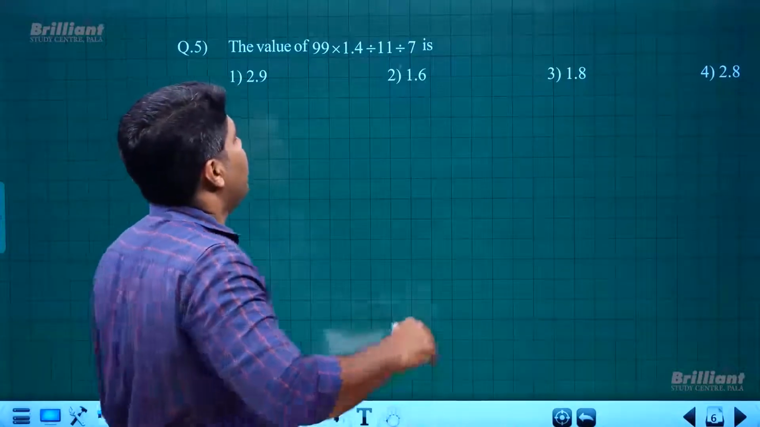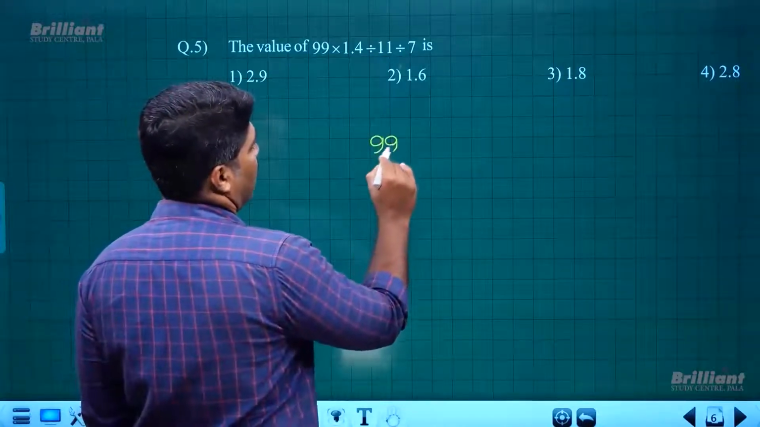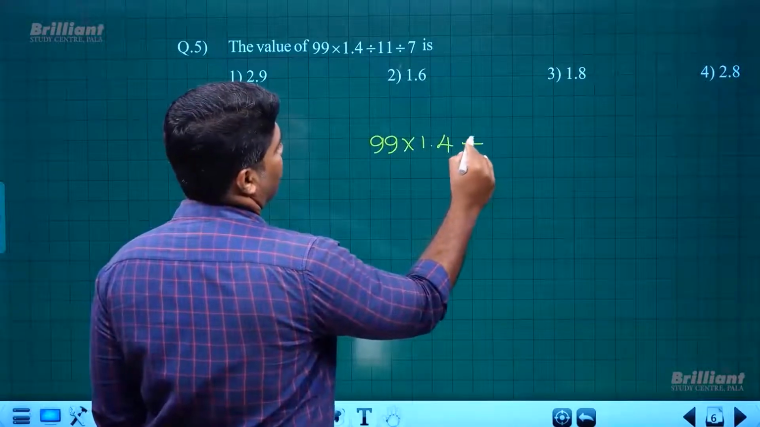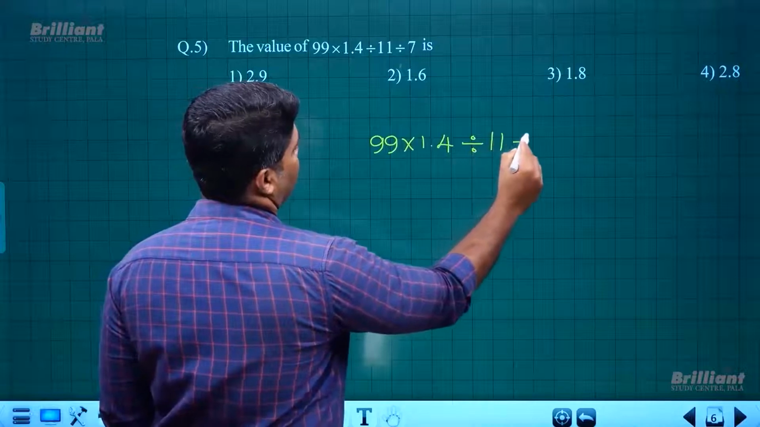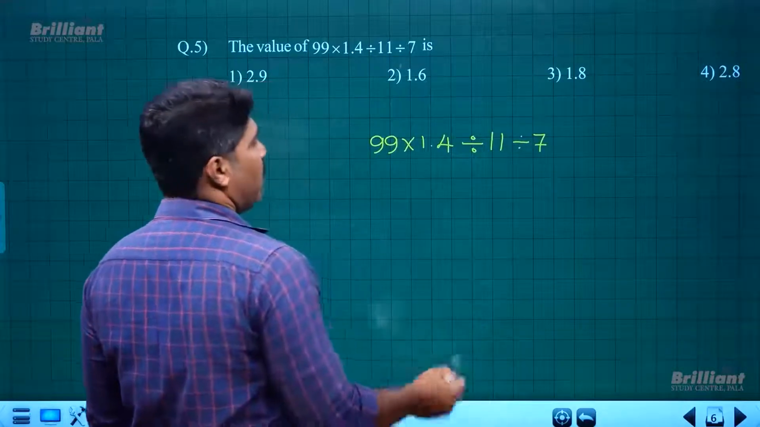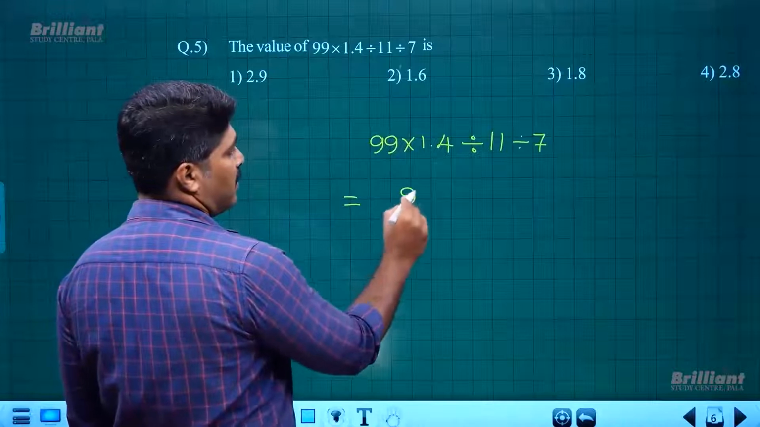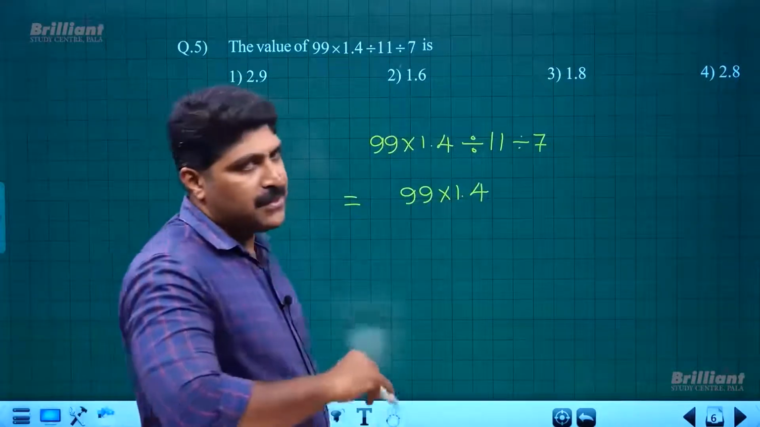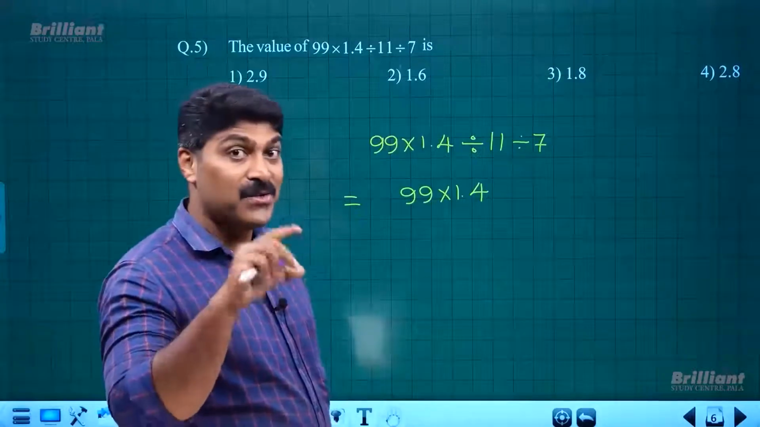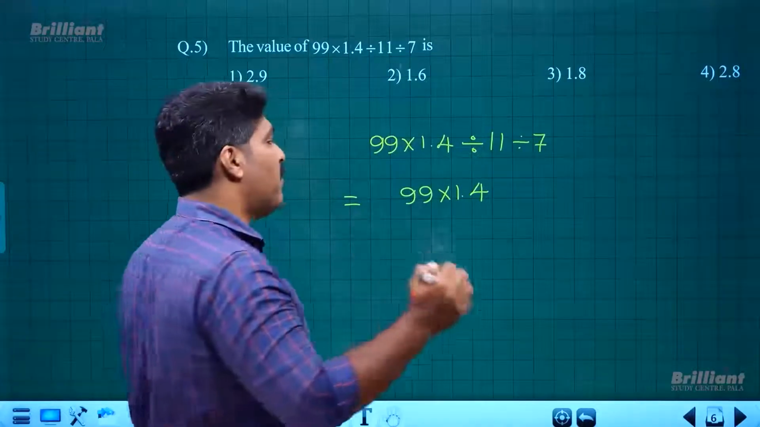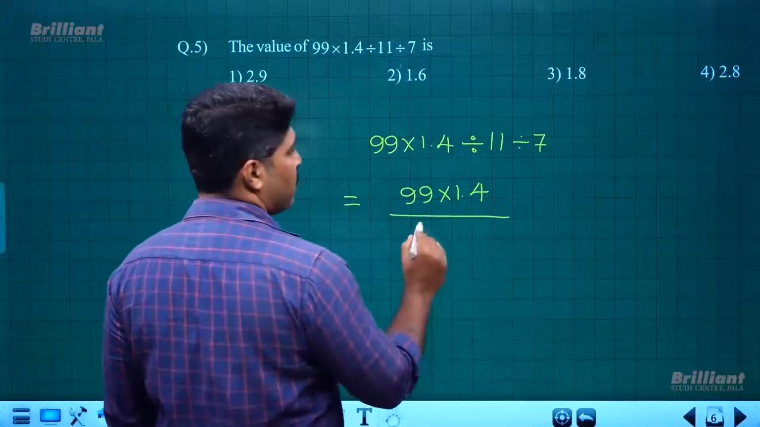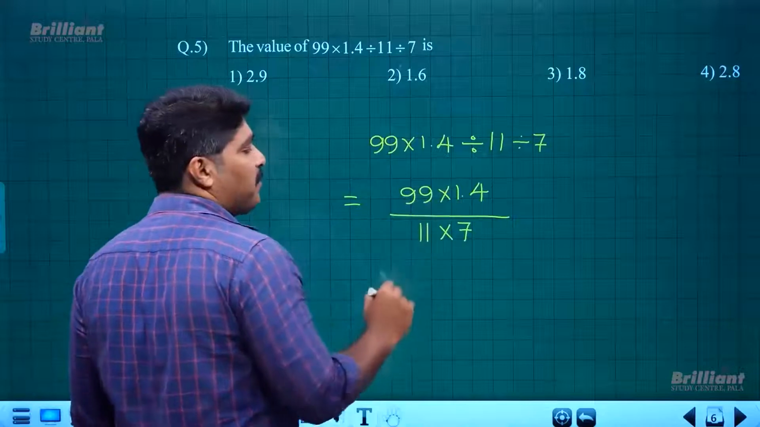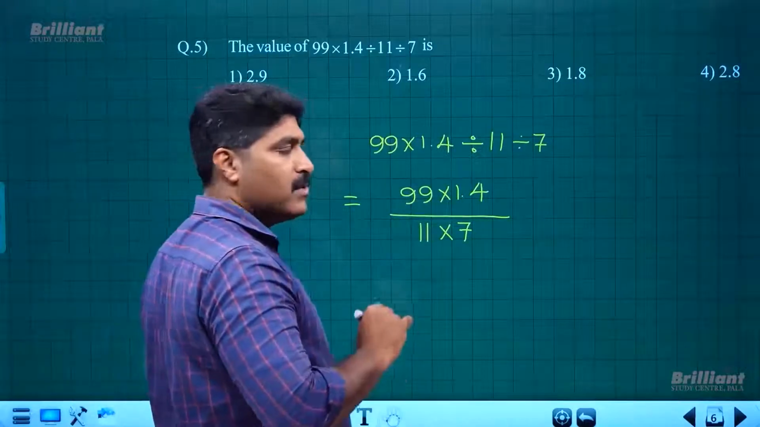Find the value of 99 into 1.4 divided by 11 divided by 7. So while we are considering the BODMAS principle here, this is 99 and 1.4, you can write it directly. While we are considering the multiplication and division operations together, all these division values you can write under this bar. Therefore, this is 99 into 1.4 divided by 11 into 7.